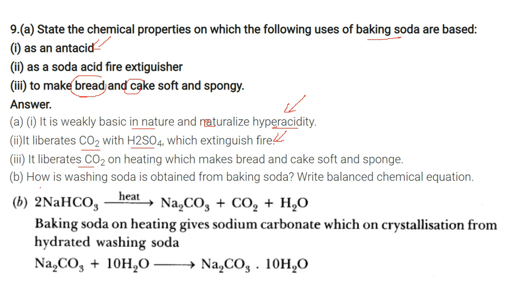Next question here is, how is washing soda obtained from baking soda? We have to write the balanced chemical reaction. So what is happening here is, this NaHCO3 is baking soda. When heated, it gives sodium carbonate, carbon dioxide and water. This sodium carbonate, on crystallization, forms hydrated washing soda. So this Na2CO3, when it is combined with water, gives you Na2CO3.10H2O.